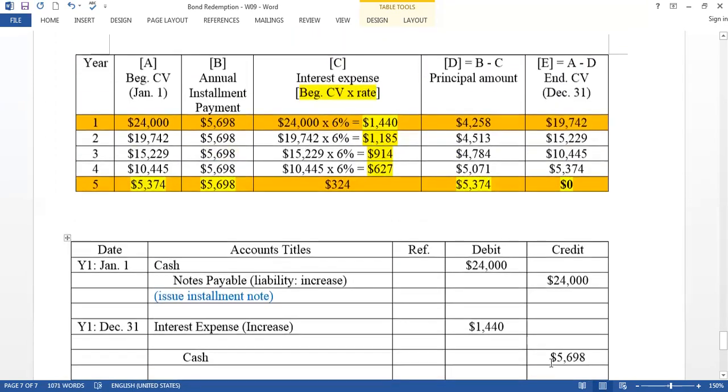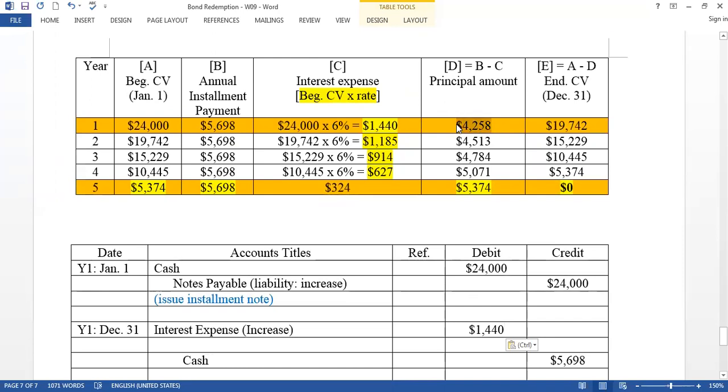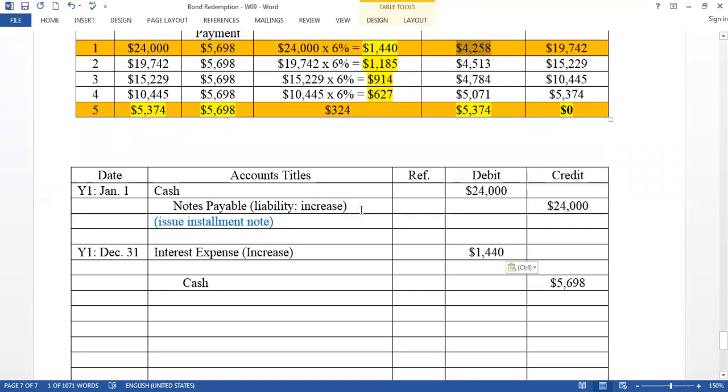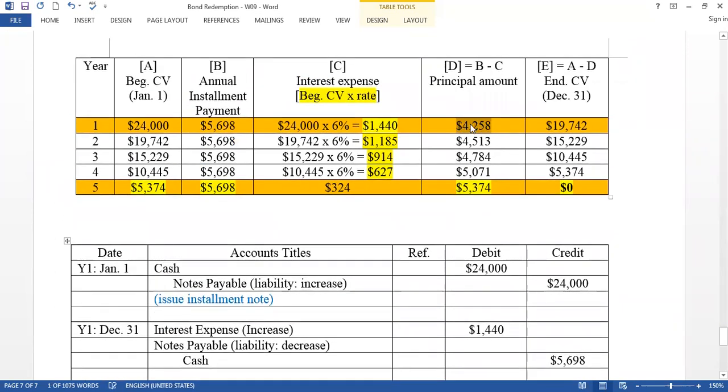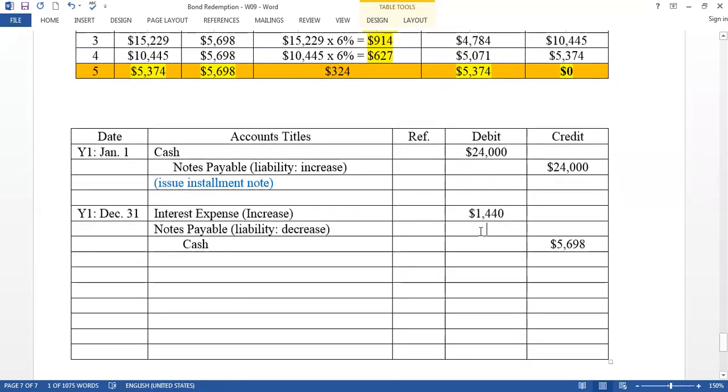Interest expense, debit. And this is the amount of liability decrease, because you pay cash, right? You pay cash, so some of your liability, not all, decreases. When liability decreases, notes payable is debited. Liability increase is credit, and liability decrease is debit. So how much is the liability decrease at the end of year 1? This is your liability decrease.